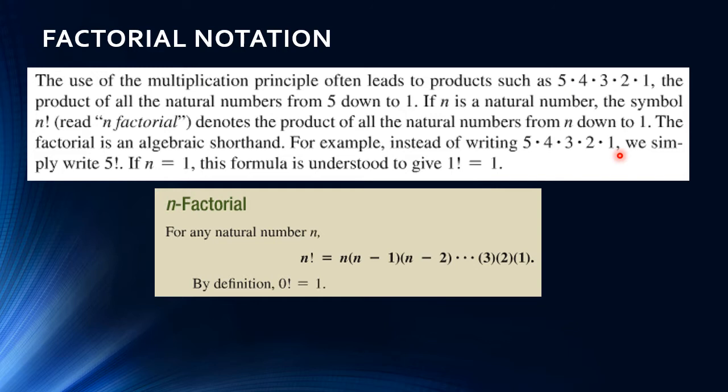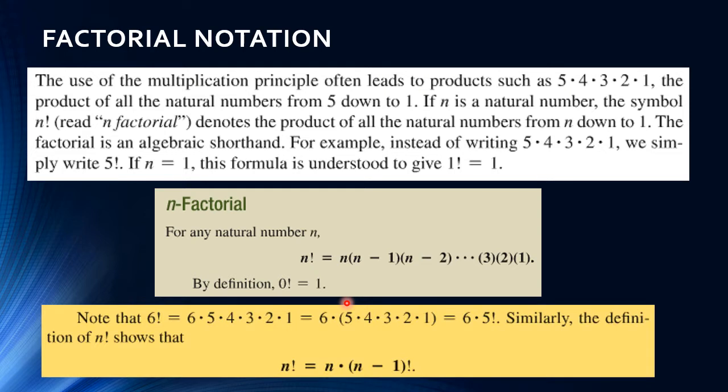For any natural number n, n factorial equals n times n minus 1 times n minus 2, dot dot dot, down to 3, 2, 1. So we go all the way down to 1 in all of these. Notice also, and this is really important, by definition, 0 factorial is equal to 1. And I'm not sure why that was defined that way. That'd be a good question.